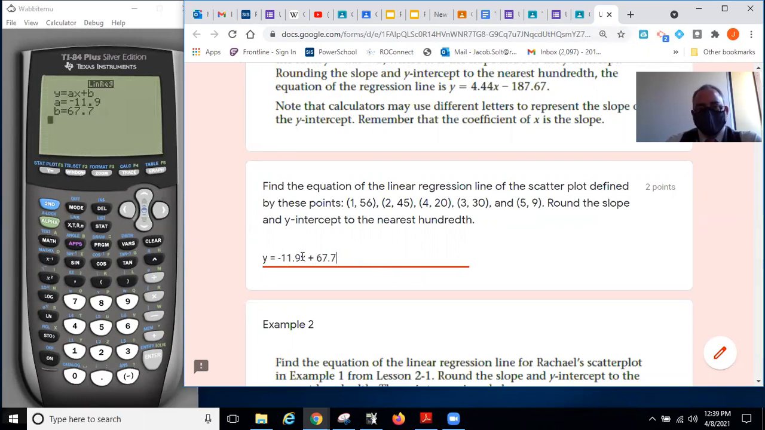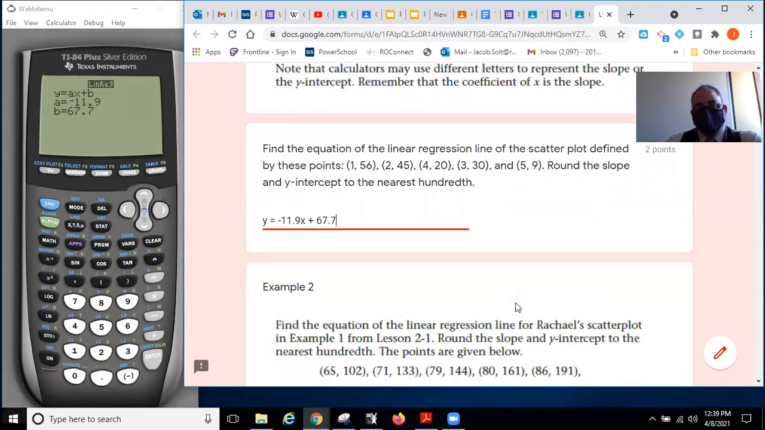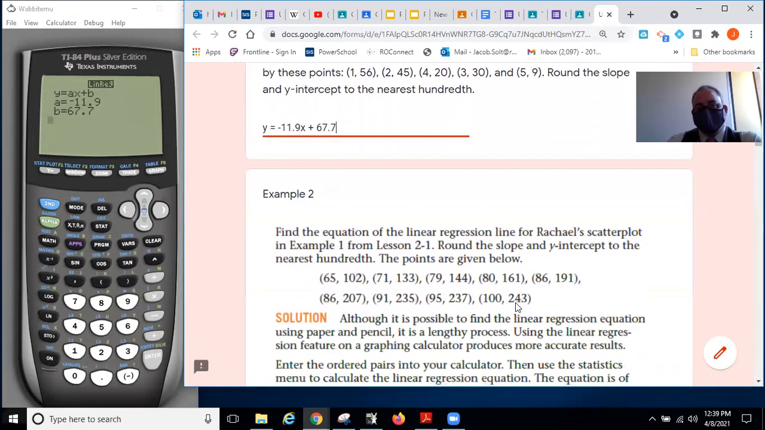And this is an equation for a line, right? I see that the slope here is negative 11.9. So whatever this is, I don't know what the data is of, but I can tell that for every increase in X, this function is going down 11.9 units, which tells me this is a negative linear relationship because the slope is negative.